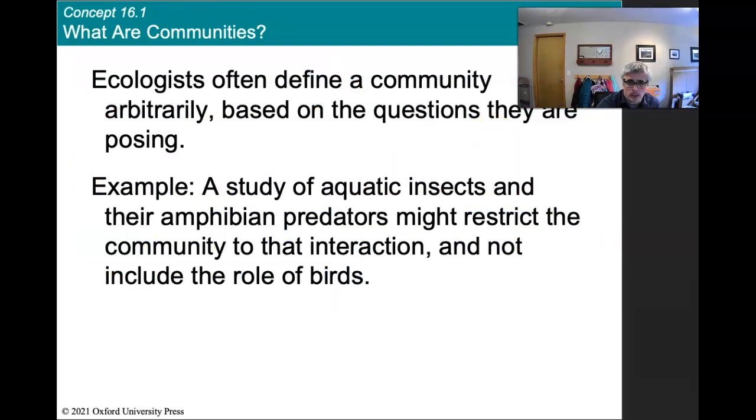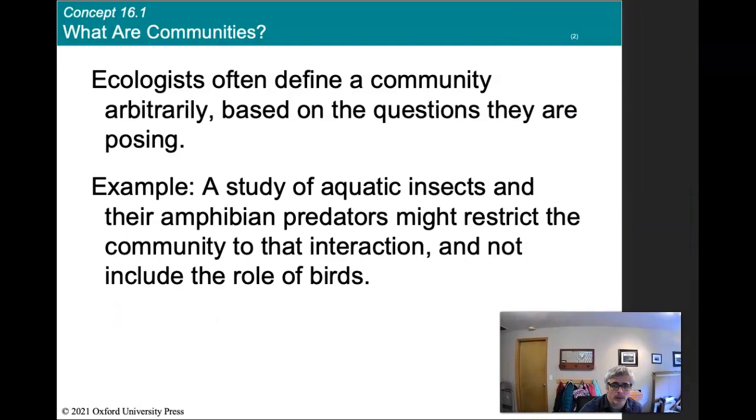And so as ecologists, we often define a community arbitrarily based on the questions we're posing. An example could be the study of aquatic insects and their amphibian predators, which might restrict the community to that interaction and exclude things like birds, which could be migratory birds that would go from Central America all the way up through Alaska, right? And so we're really looking at what are the parts of the ecosystem we're trying to tease apart, and then what's the scale we need to understand that interaction or mechanism, and then define our community around that.